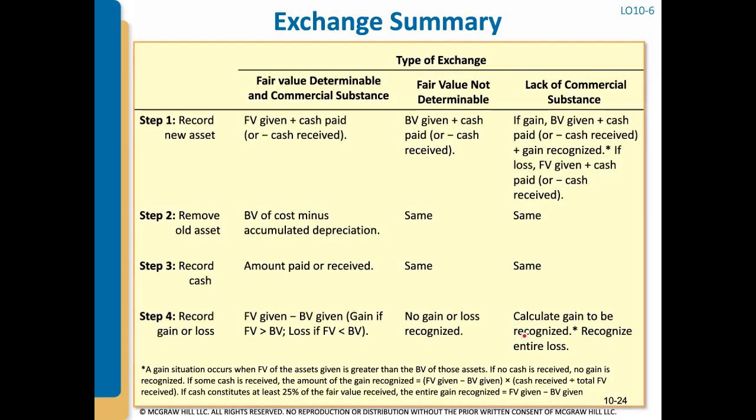Here's a slide just summarizing all the different rules for the exchanges. I'm not going to go through it. This slide is in the book, or you can just take a picture of it if you want, right here, and use it for reference.